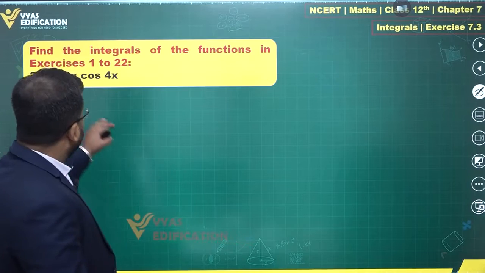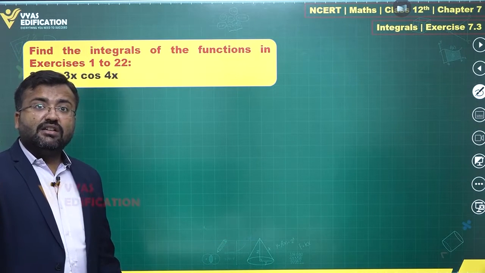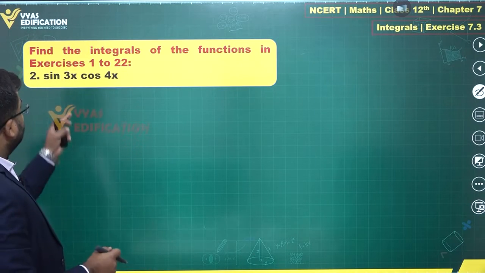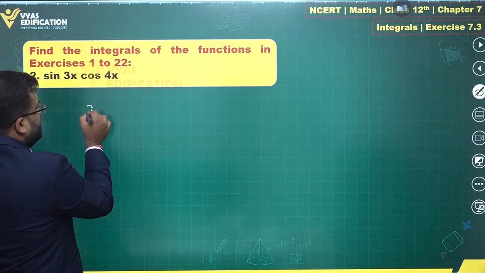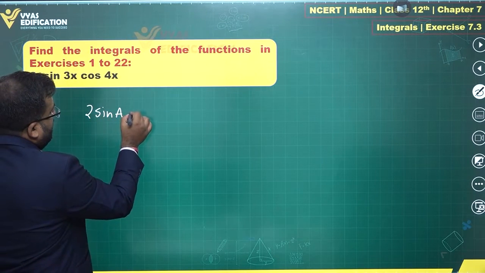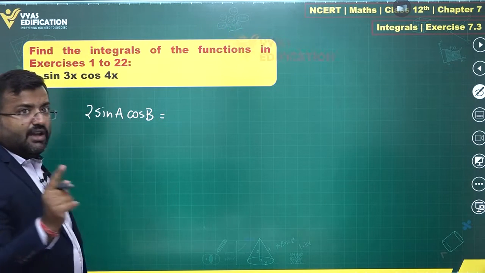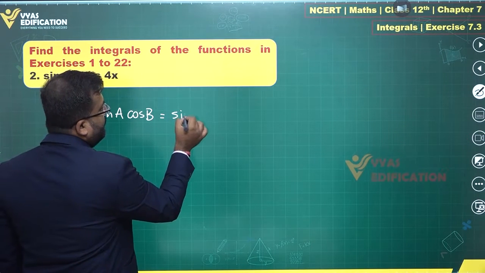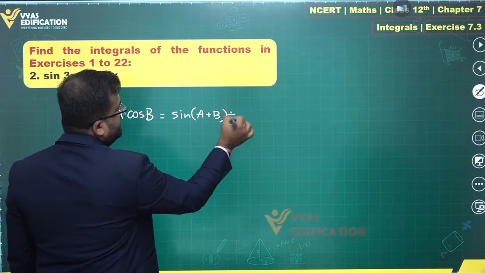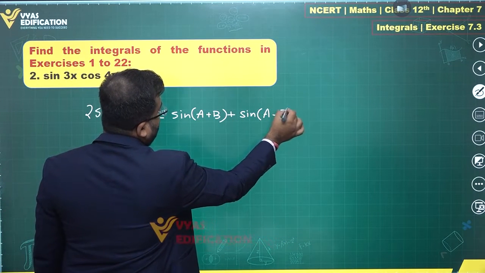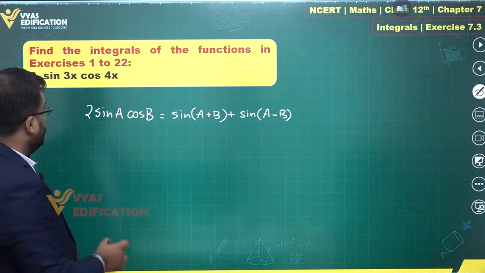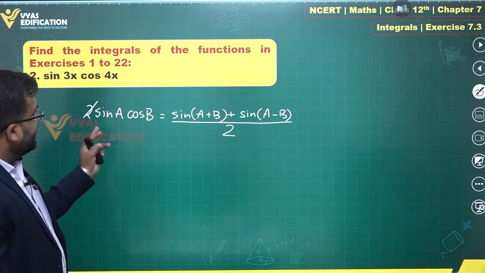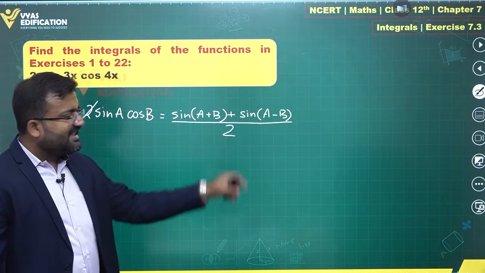So let's try to convert sin 3x into cos 4x, as this is a product of two trigonometric ratios. We'll try to convert it into a sum or difference of two trigonometric ratios. And the result that I recall is, these are two different angles, 2 sin A cos B will be equal to what? I'll use this result, and this result is directly brought from trigonometry. 2 sin A cos B is sine of A plus B plus sine of A minus B. This 2 can be taken over here in the denominator. So sin A cos B will be half of sine of A plus B plus sine of A minus B.